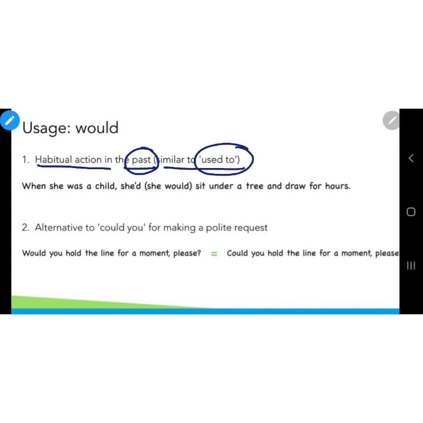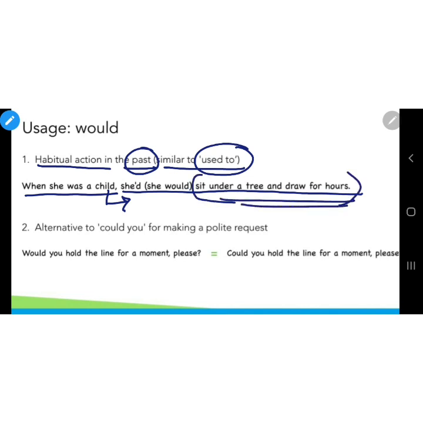Look at the example. When she was a child, she would sit under a tree and draw for hours. So it shows the child's habitual action of sitting under a tree and drawing for hours. So when she was a child, she used to sit under a tree and draw for hours. Same thing. Next, it is also an alternative to could you for making a polite request.